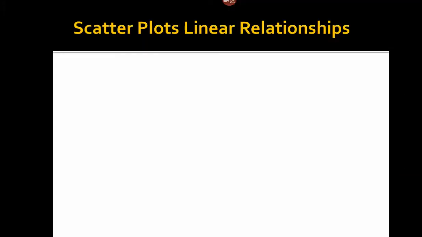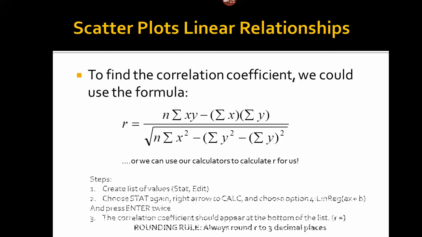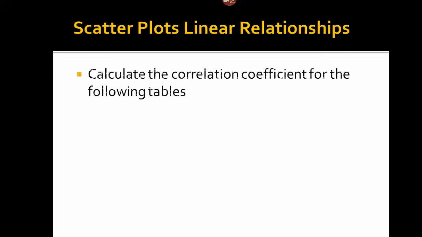All right. So just to review, let me go back a little bit. We create our list of values, which we already had, so stat and then edit. We choose stat again, or right to calc, choose option number 4, LinReg, press enter twice. For some of you, you have to toggle down to highlight calculate and then hit enter. And there is your correlation coefficient. Generally, you're going to round that r to 3 decimal places, but that's not always the case. That's just your general rule.